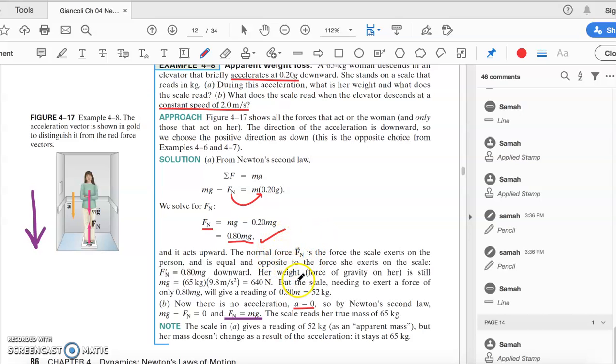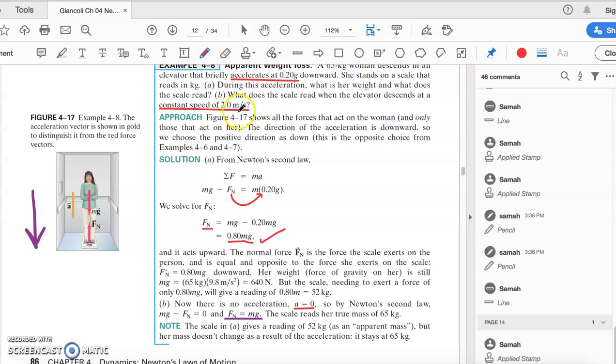And one more thing we have to make clear: if your mass is 65 kg, basically the weight is 640 Newton, right? Because you know it is mg, the weight.